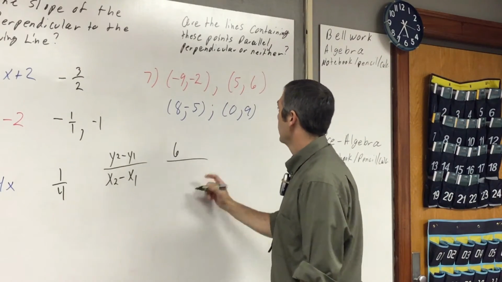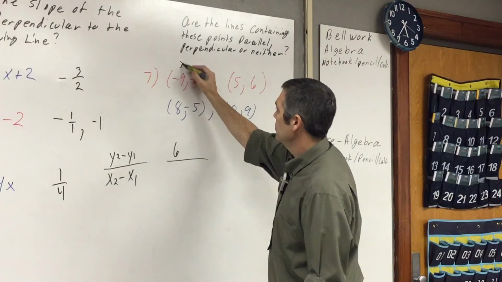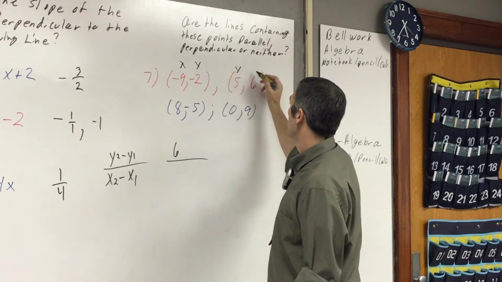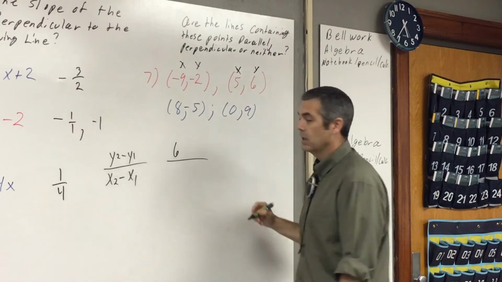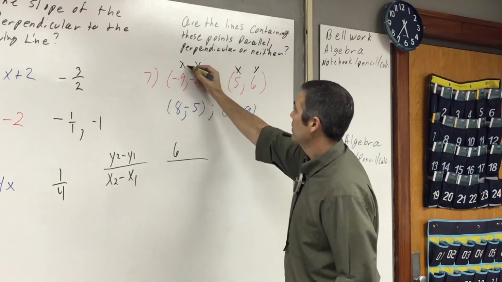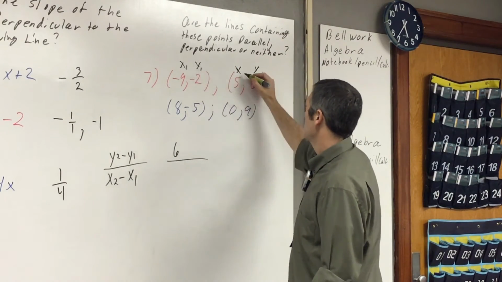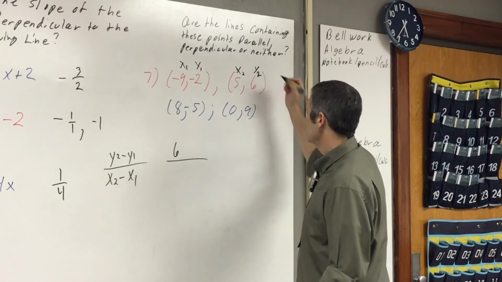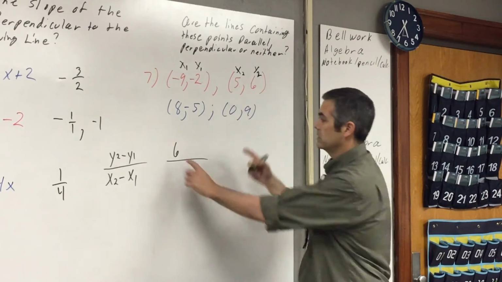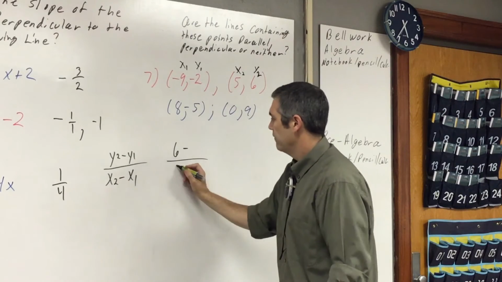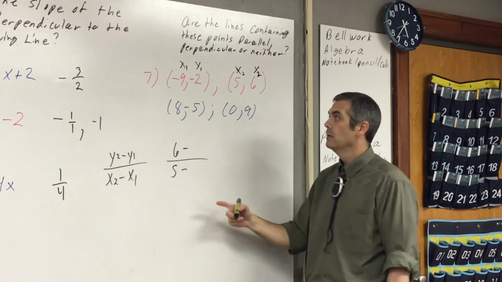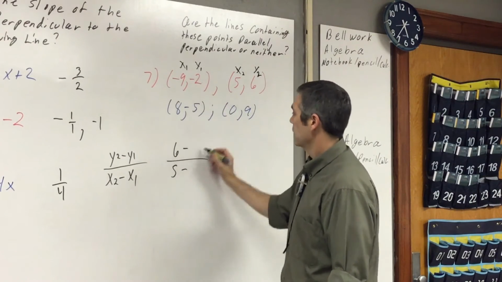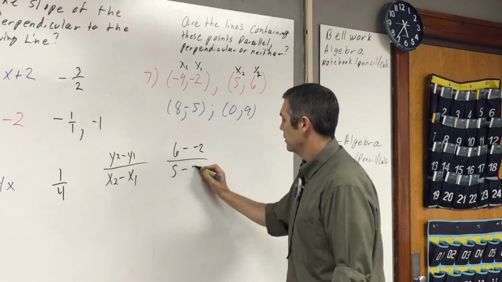6, that's a y, right? And if you have to, x, y. And you can label these if you'd like, okay? X1, y1, x2, y2. All right, so 6 goes there, minus, 5 goes there, minus. Minuses are a part of the formula. Then negative 2, negative 9.